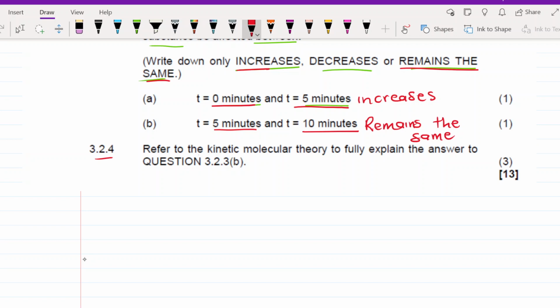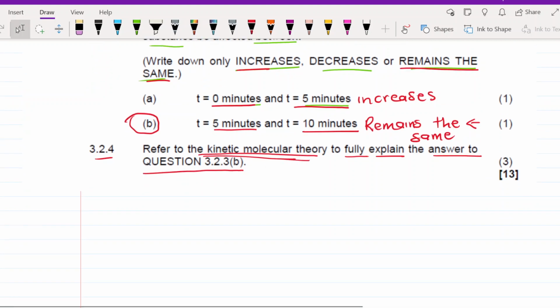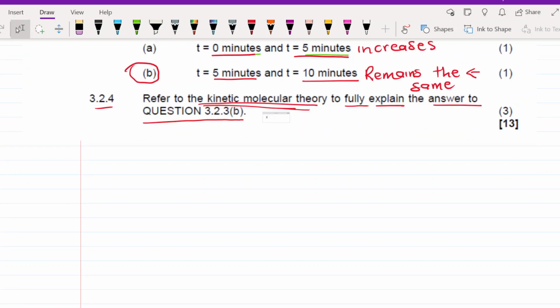Last question now. Refer to the kinetic molecular theory. Fully explain the answer to question 3.2.3b. 3.2.3b is this one, where we said that the average kinetic energy is remaining the same. Let's use the collision theory, the kinetic molecular theory, and explain why we say it remains the same. So this one is similar to the previous question we answered.